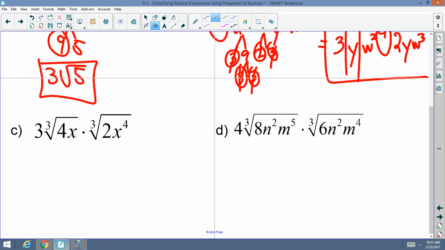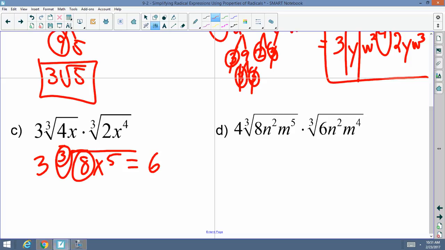Next, I got 3 times the cube root. This one's pretty easy. This is 8x to the 5th. What's a cube root of 8? 2 times 3 is 6. And then what's the cube root of x to the 5th? x with a cube root of x squared left over.